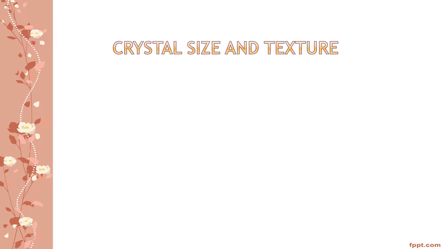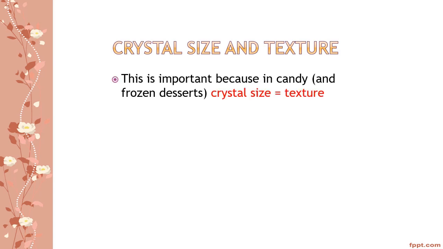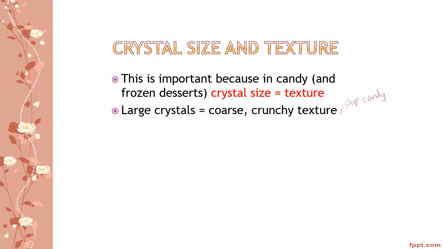Crystal size and texture is very important in food products, but it depends on what kind of finished product that you want. The crystal size and texture is very important in candy and frozen dessert, because the crystal size determines the texture of the product. So a large crystal will give you a coarse and crunchy texture, as what you can observe in pop candy.